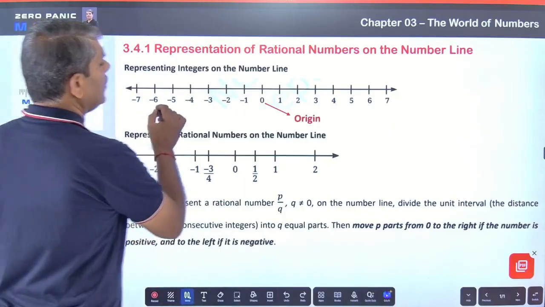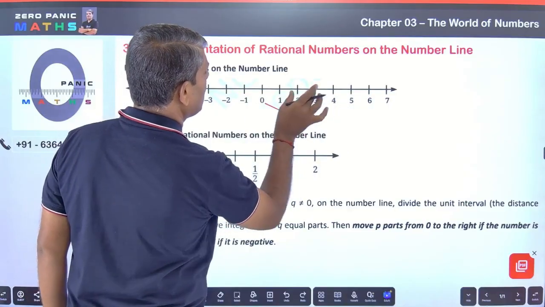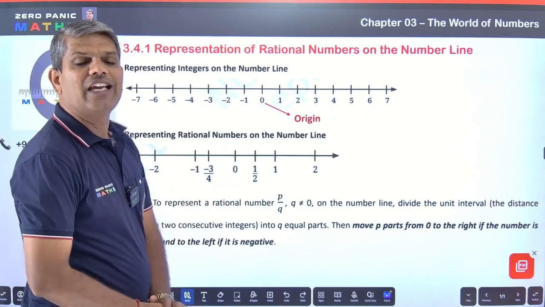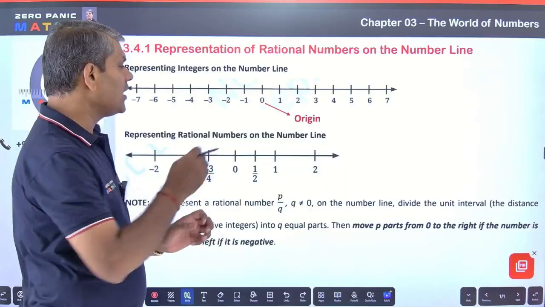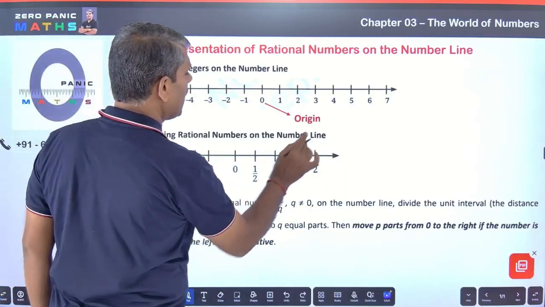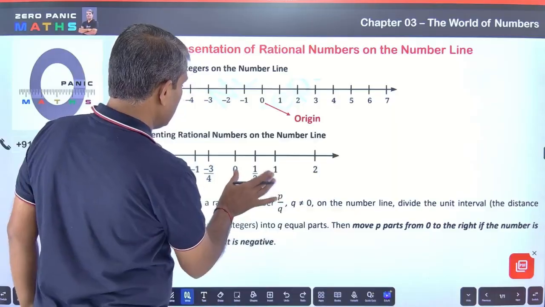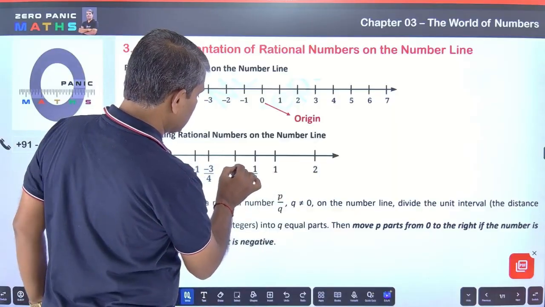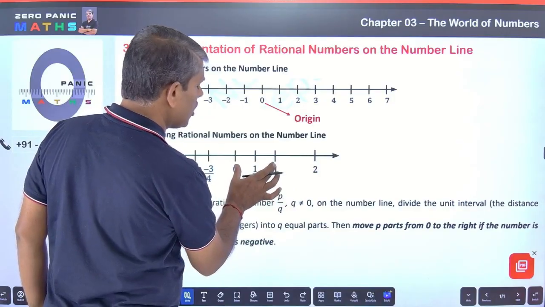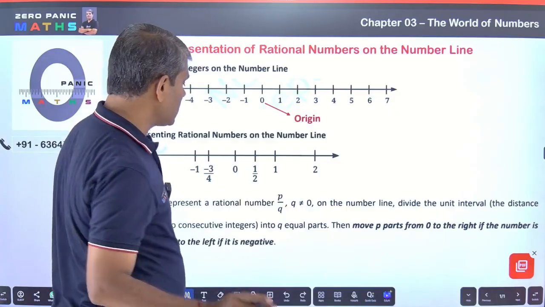Now you can see this is the origin, and 1, 2, 3, 4, because one unit is equal to one number, as we generally consider on the number line. How we represent a rational number on the number line is the concept to be discussed here. Just consider the numbers between 0 and 1. Between 0 and 1 there is one unit. It's very simple. Just listen to me carefully.